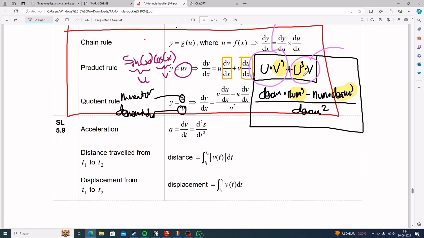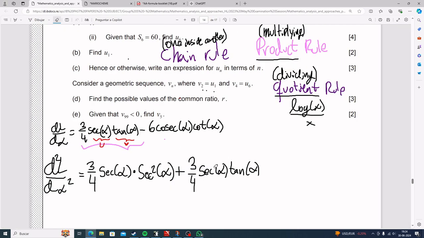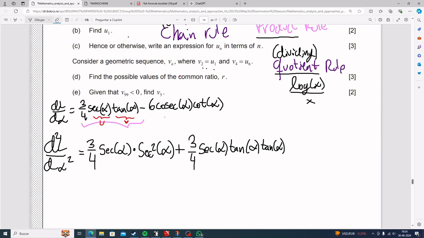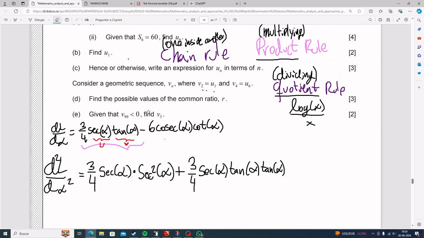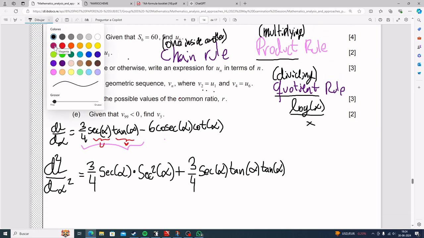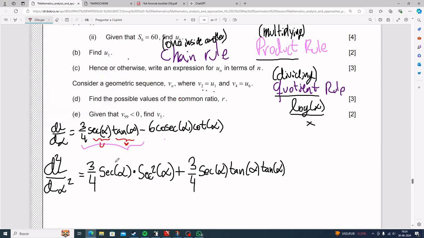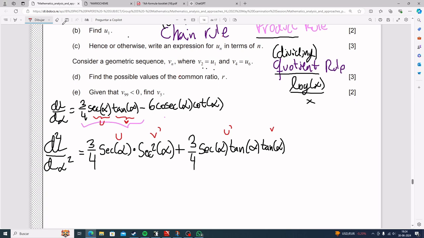So now the second one unchanged times v. So v we said was just tan, so times tan alpha. Okay, that's what's happening right now. That right there is the product rule of the first one. And just so that we're all on the same page here, here's my u, here's my v with a derivative, here is my u with a derivative, and here's my v. Okay, that is what just happened.